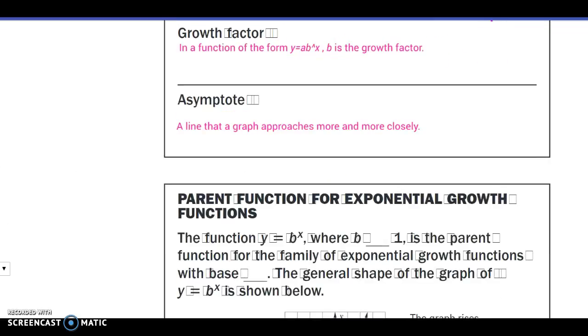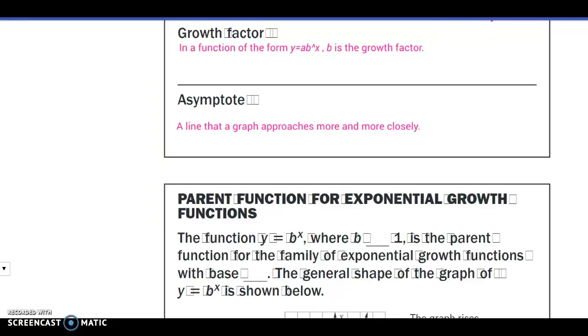And our last vocabulary word for this lesson is asymptote. An asymptote is a line that your graph, remembering that the graph is what you're drawing, the picture of the function. So it's a line on the graph that your graph is approaching more and more closely. And for our purposes this year, it will never touch it. It will never cross it, okay?